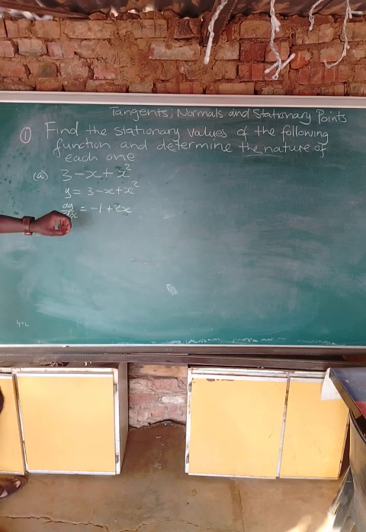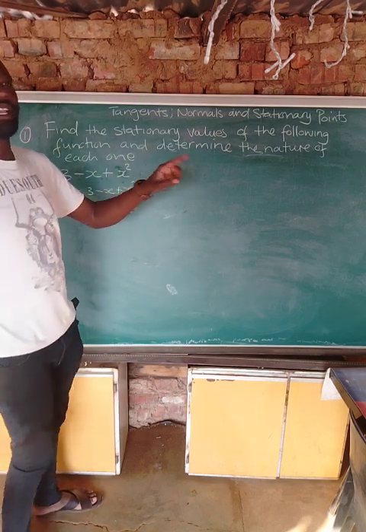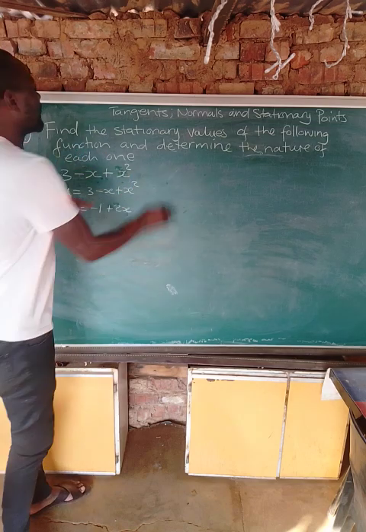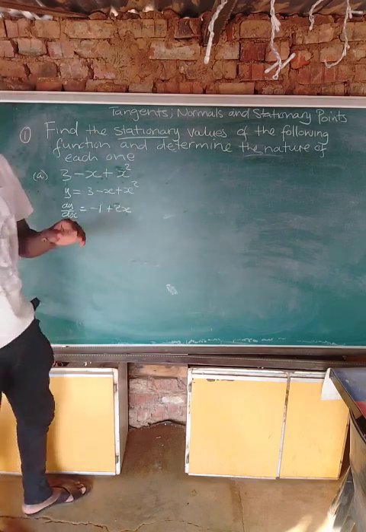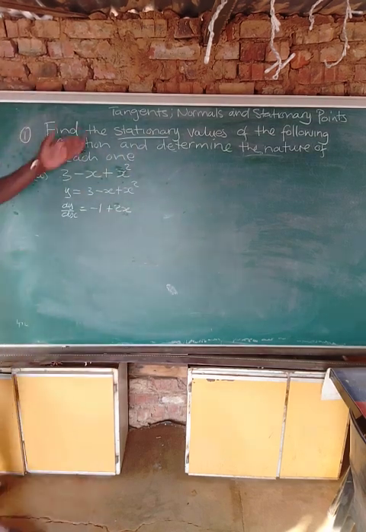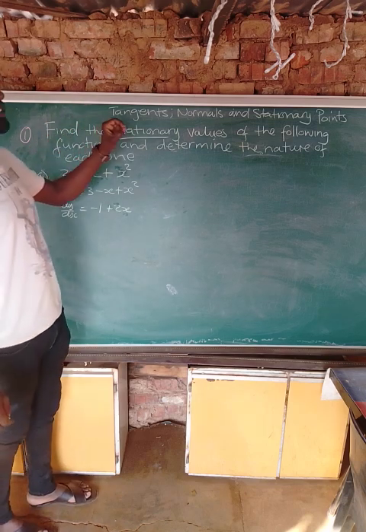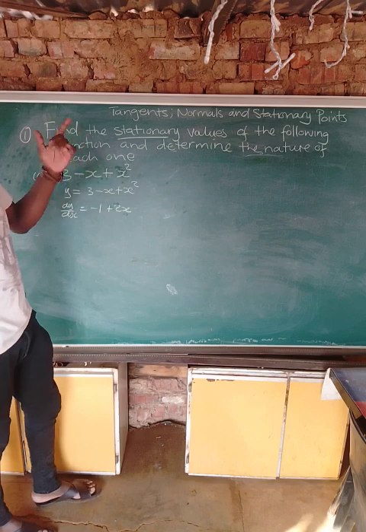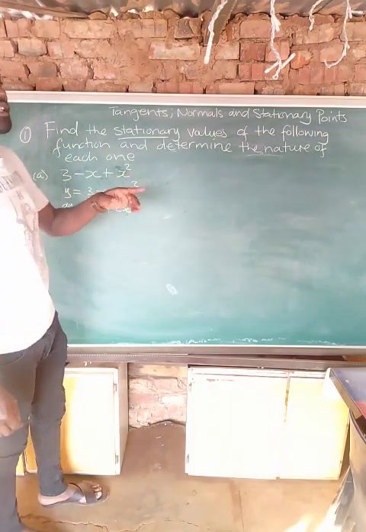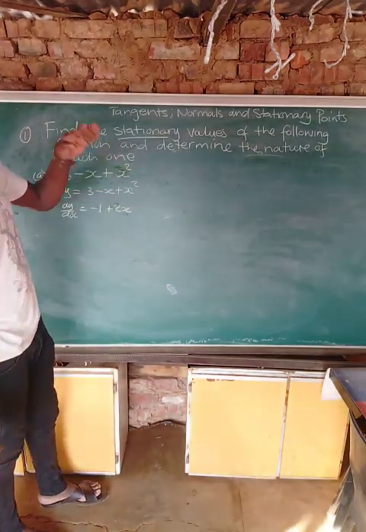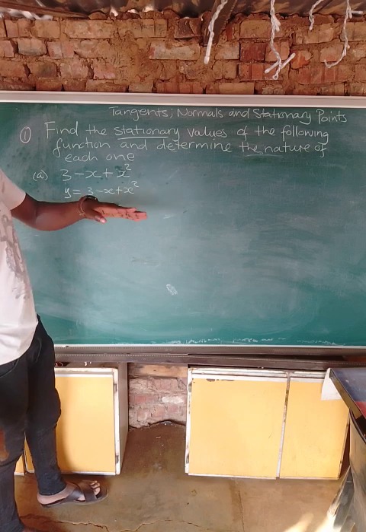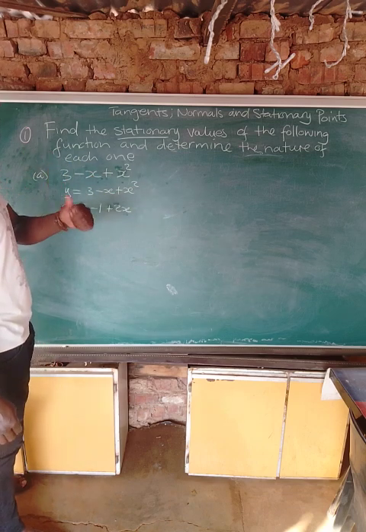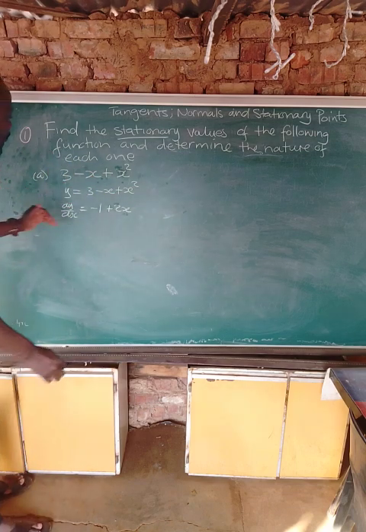So, a stationary point, like I said, is a turning point. And the gradient of the tangent at the stationary point is equal to 0. Why? Because the tangent is horizontal, or is parallel to the x-axis. So now, what do we do?